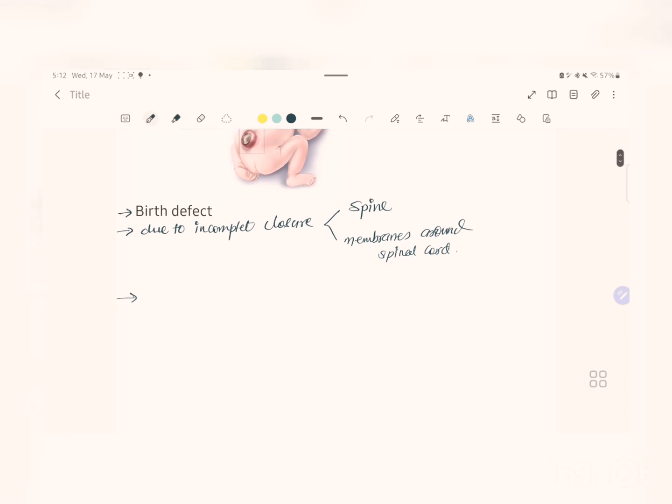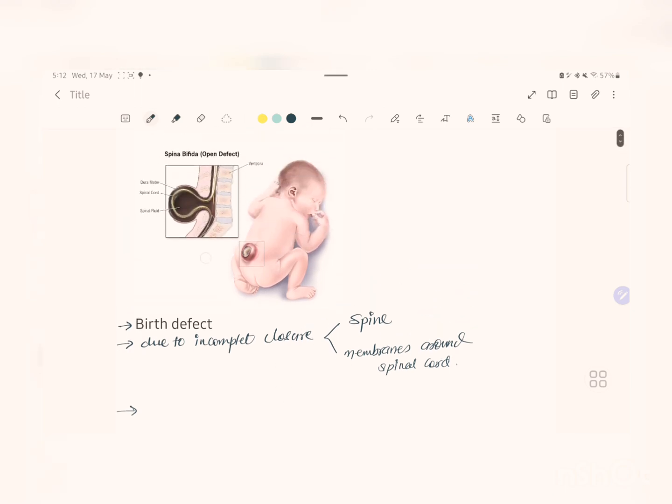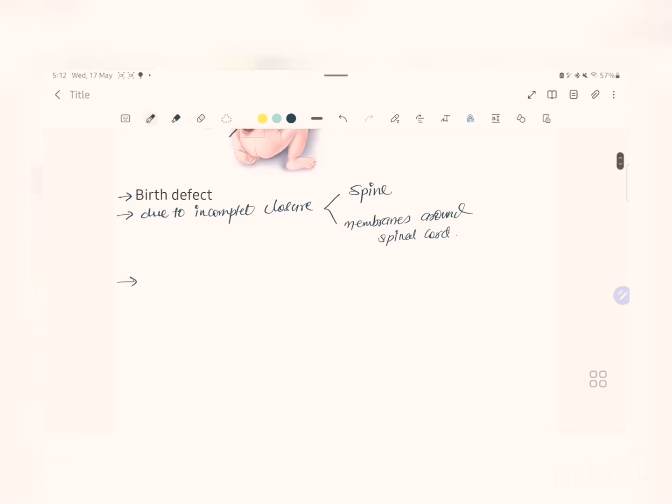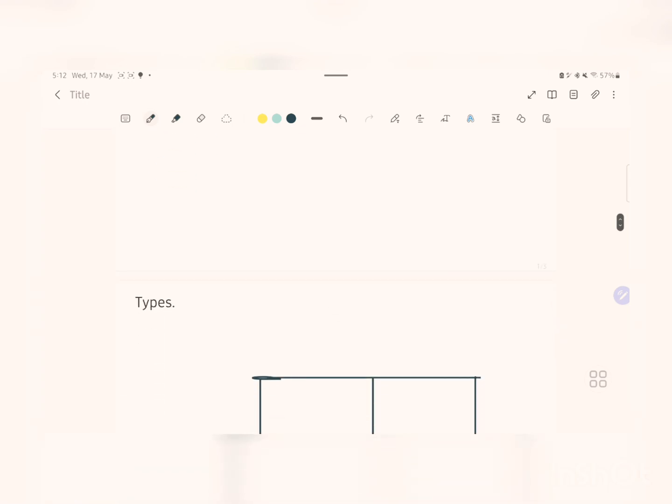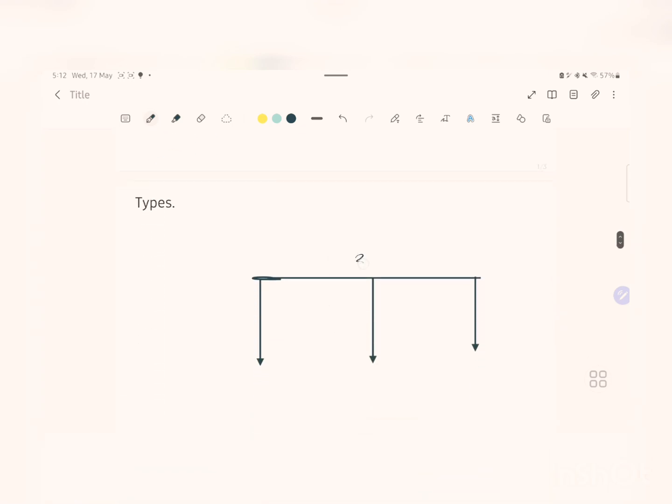So we can see they may have swelling over the lower back. We can see in this picture there is a defect in the posterior element through which the swelling is protruding. So next, there are three types of spina bifida.